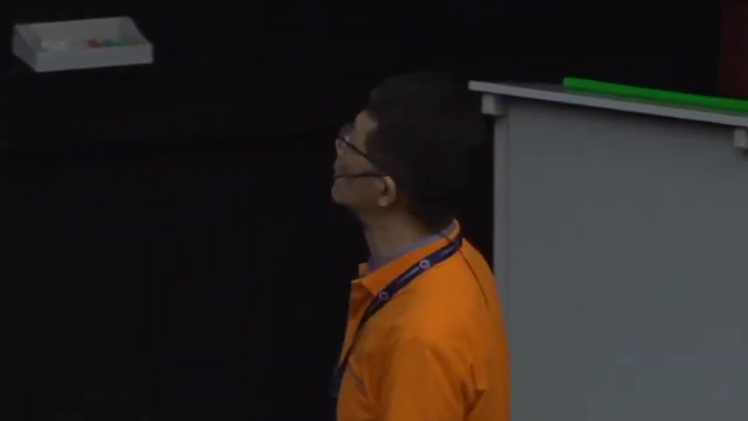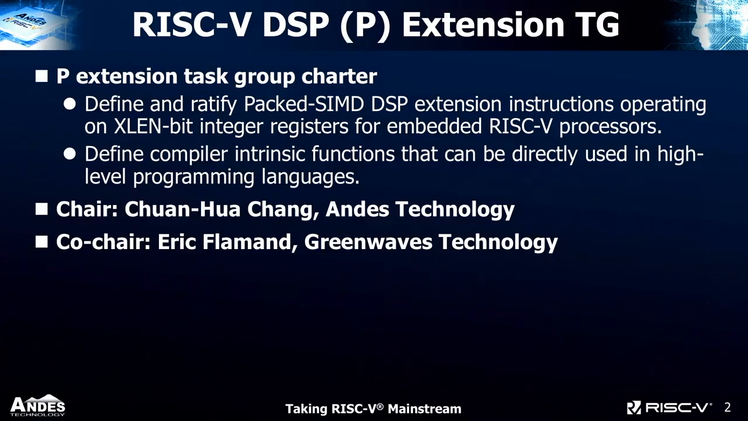Okay, the RISC-V P extension. The charter of this test group is that we want to define and ratify packed SIMD DSP extension instructions operating on general purpose registers, for embedded RISC-V processors. We also want to define compiler intrinsic functions that can be directly used in high-level programming languages like C, so developers can easily use the P extension instructions. I'm the chair, and the co-chair is Eric Fleming from Greenwaves Technology.